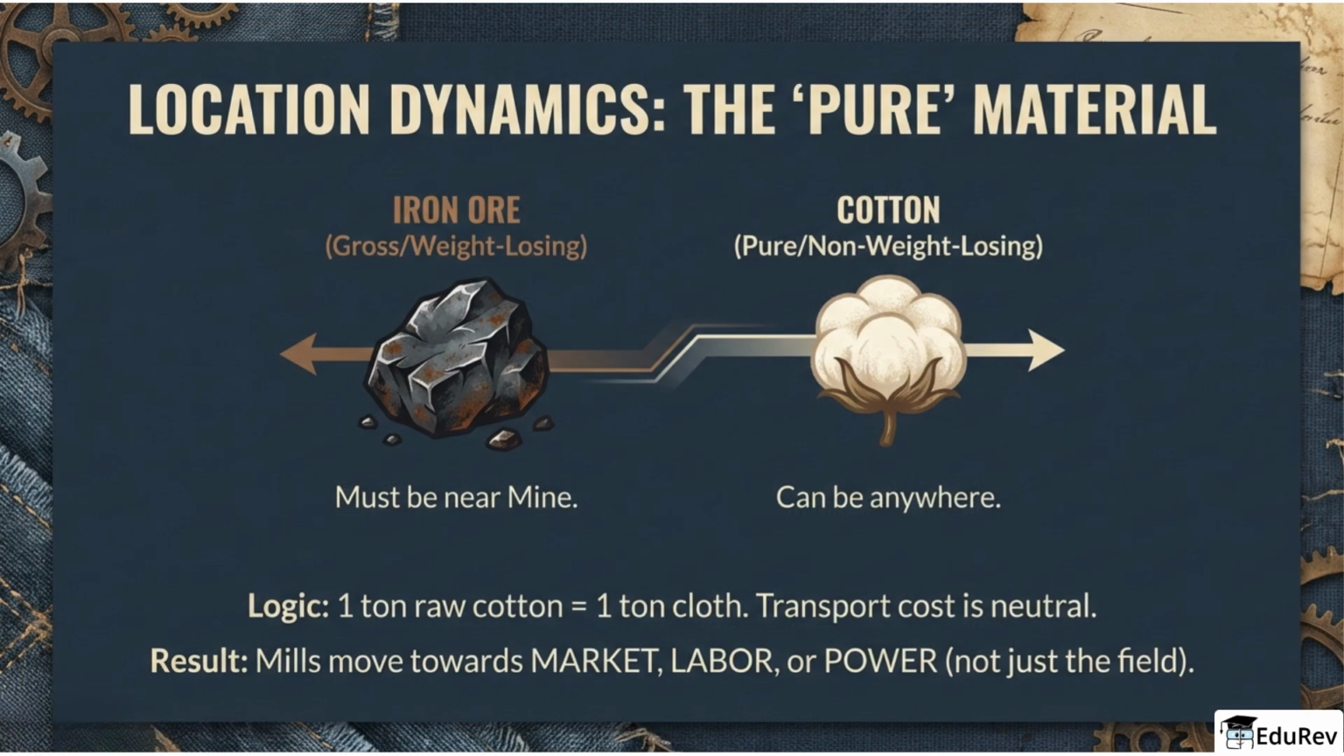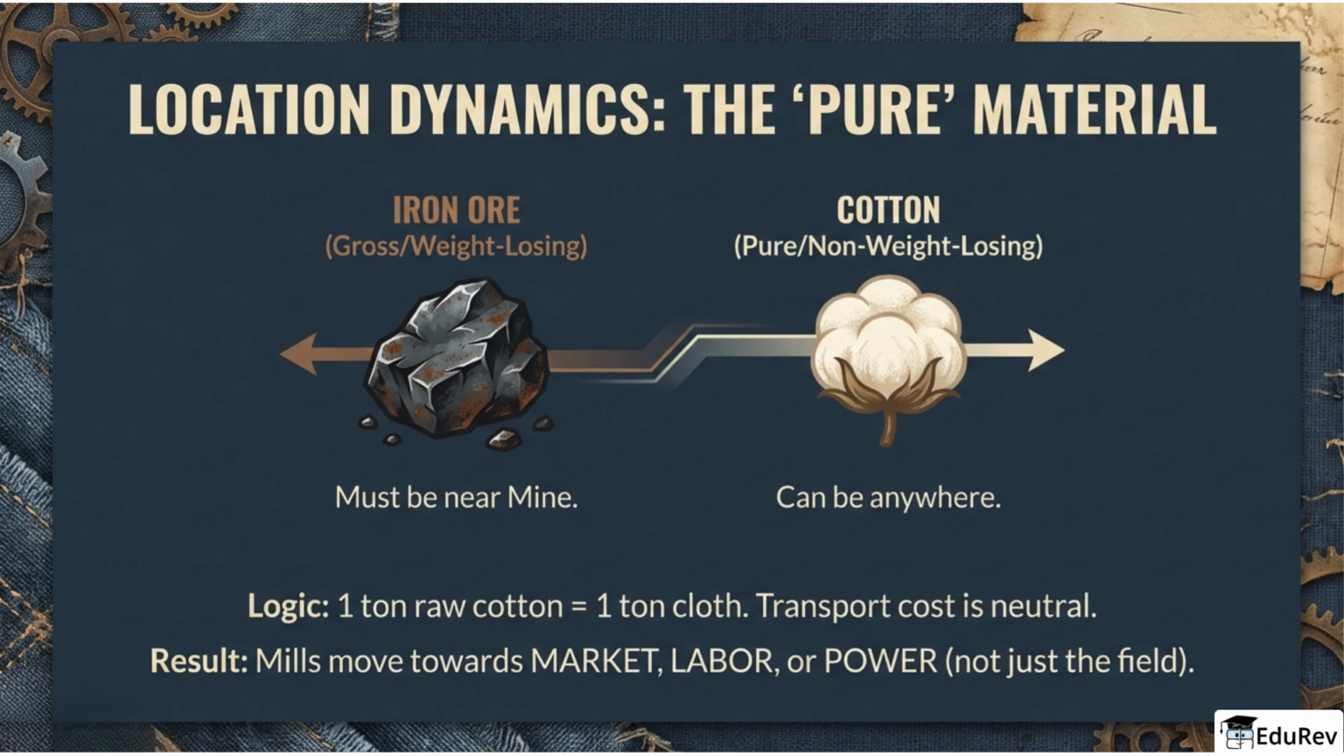Now let's compare the location logic of iron ore and cotton. This is one of the most important conceptual distinctions in the file. Iron ore is a gross or weight-losing material. That means the industry must stay near the mine because raw material transport is costly. Cotton is different. It is a pure, non-weight-losing material. The slide gives the logic in one line.